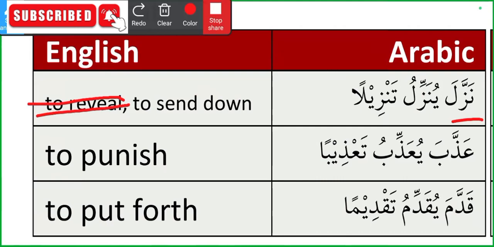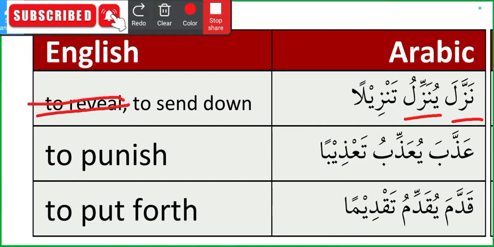Nuzzilna. Now what we have here is yunazzilu. Yunazzilu, yunazzilani, yunazziluna, tunazzilu, tunazzilani, yunazzilna, anta tunazzilu, tunazzilani, tunazziluna, anti tunazzilina, tunazzilani, tunazzilna, unazzilu, nunazzilu. ننزل نحن ننزل من القرآن ما هو شفاء ورحمة للمؤمنين. Okay, and so let's move on to majhul. How do you make majhul for yunazzilu?